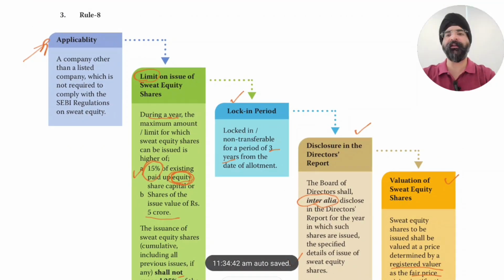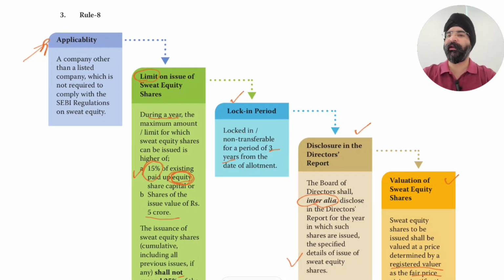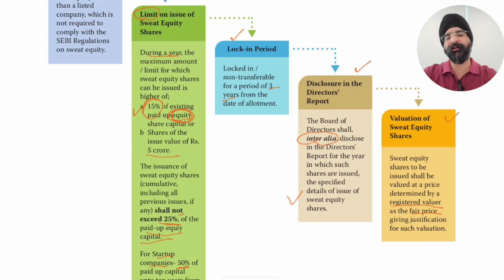So these are provided in Rule 8. It is applicable to all companies other than listed companies. There is a limit that either the value can be 5 crores or 15% of existing paid up equity capital or 25% of paid up equity capital. And for startups, this 25% is 50% of paid up capital, but up to 10 years from the date of incorporation. Lock-in requirement is there up to 3 years.